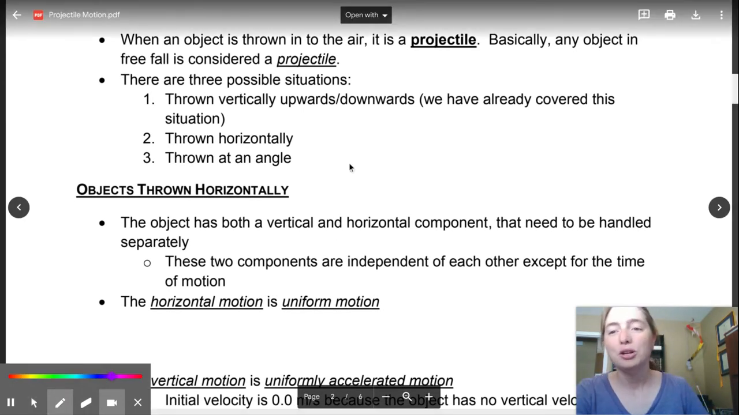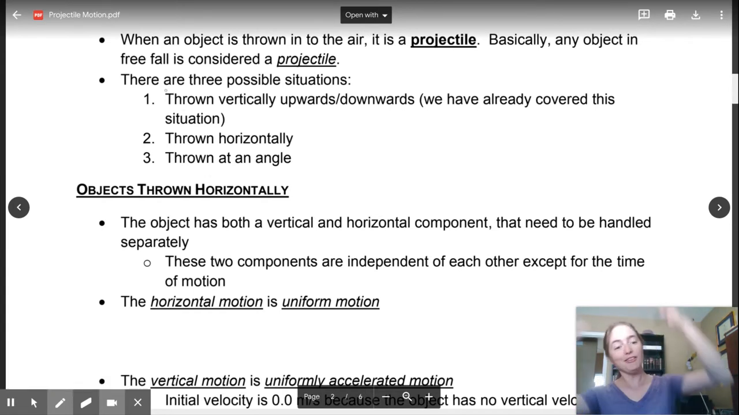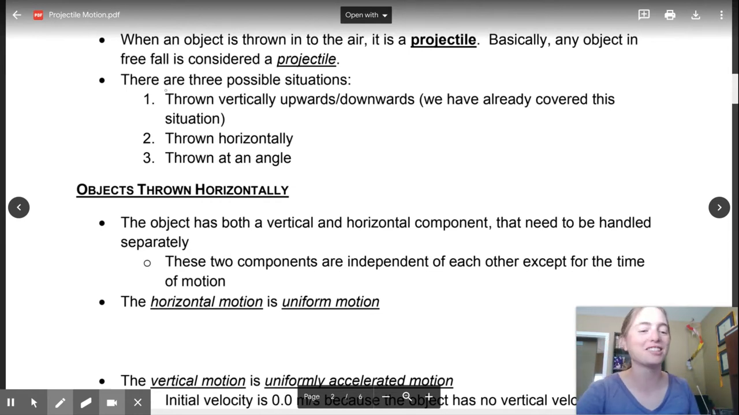Okay. So we are going to be looking at when objects are thrown into the air or launched into the air by some means or another. When it's thrown into the air, it's called a projectile. Any single object in free fall is considered a projectile. So we have three scenarios. Number one, you take an object and you throw it vertically. This is the simplest of the scenarios. Like that, just up and down.